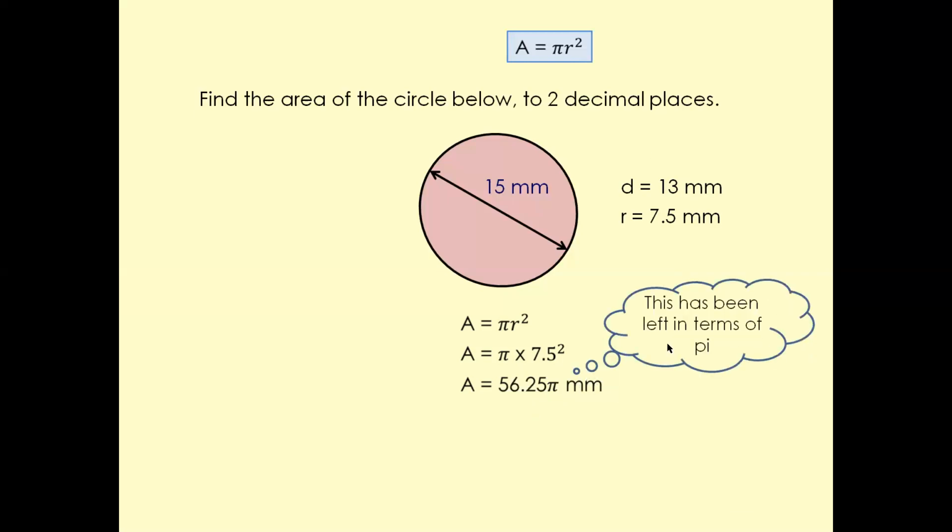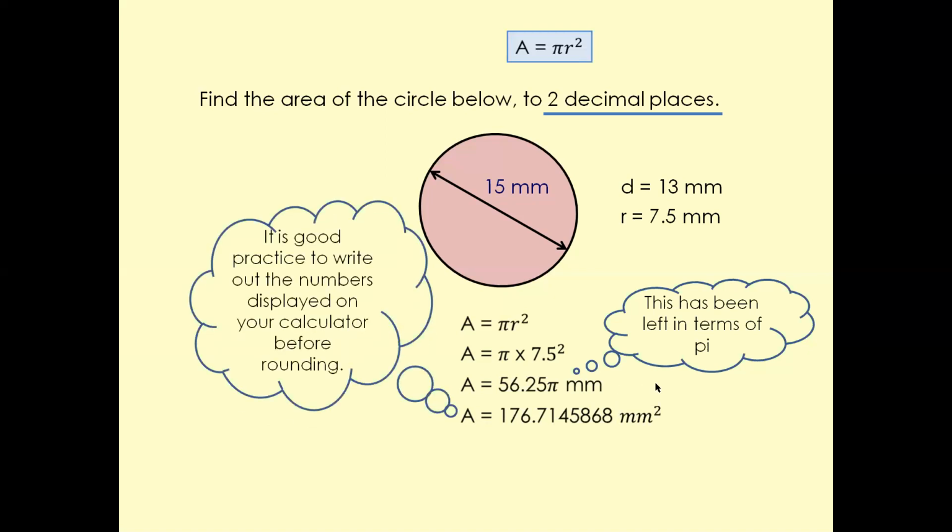You plug these values in the calculator, and the answer is going to be this. So this is all the digits on your calculator. If you round this number to 2 decimal places, the final answer is going to be 176.71 millimeters squared. And that's the answer to 2 decimal places.